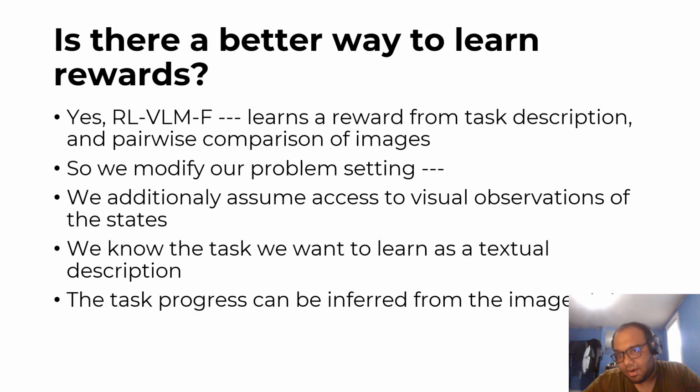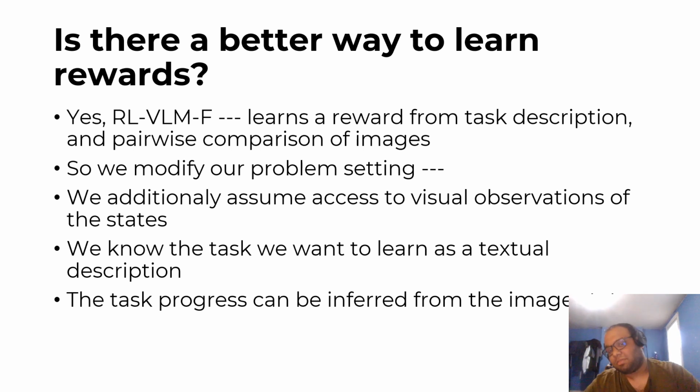Then can we now learn rewards which don't optimize for the data set, which have low variance and which don't require a lot of ground truth information? It turns out that we can, using foundation models such as VLMs, just by using a task description and a pairwise comparison of images. So we incorporate these two assumptions into our problem setting.